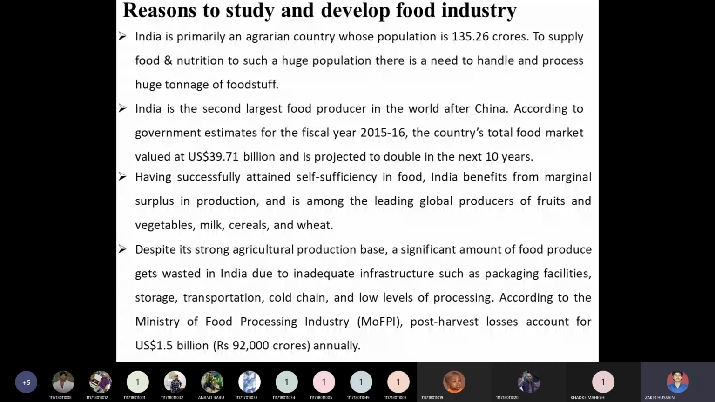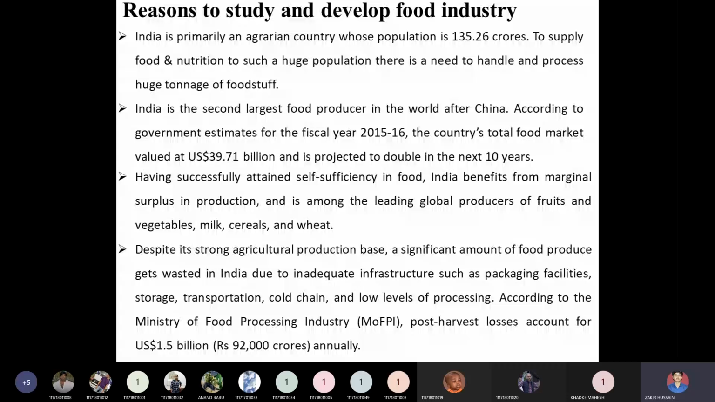Then, having successfully attained self-sufficiency in food, we are self-sufficient in terms of food production. So India benefits from marginal surplus in production. We also already have surplus agricultural amounts. So how to handle this surplus amount of food which we are having here? India is among the leading global producers of fruits and vegetables, milk, cereals, and wheat. All these foodstuffs are produced in surplus. Surplus is nothing but more than the amount which our country requires.